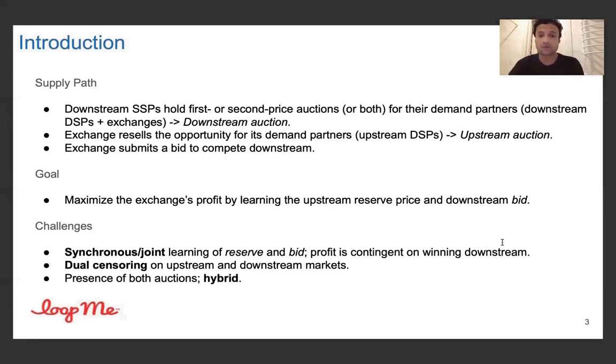If we focus on the profit maximization problem for the exchange, this is achieved by jointly learning the upstream reserve price and downstream bids. There are certain challenges associated with the problem. For example, the optimization needs to be performed jointly due to the profit being contingent on winning downstream. Secondly, there is censorship on both upstream and downstream markets. Lastly, there is no significant research in current literature that describes how to exploit the coexistence of both auction options. Hence, we also study these options that we refer to as hybrid.